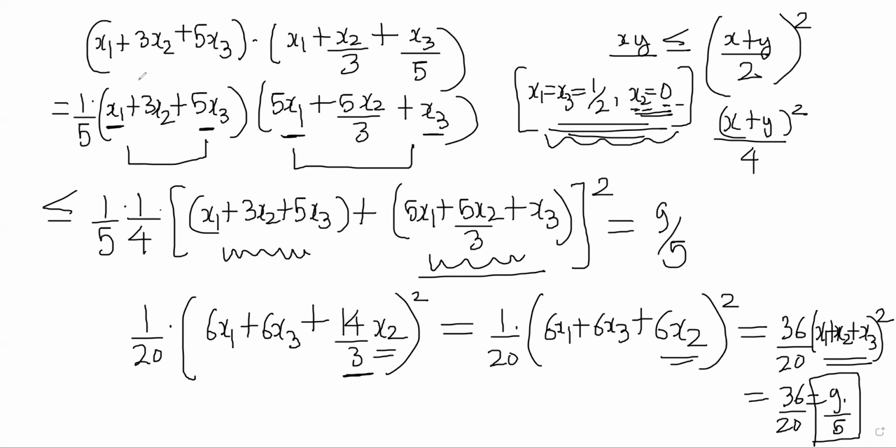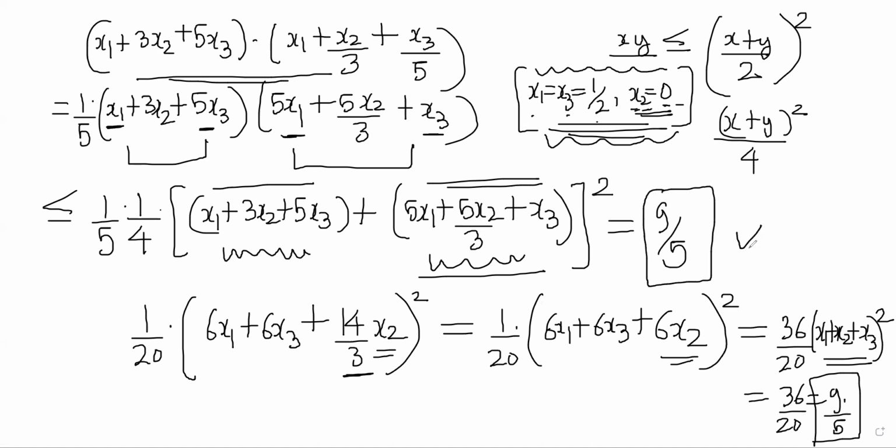So basically the maximum value here is 9/5. The overall expression is less than or equal to 9/5, which happens when this and this are equal. One possible way in which they can be equal is when x1 and x3 are half and x2 is 0, and in that moment, the maximum value will be attained and that will be 9/5. So we are applying AM-GM on these two terms to find the maxima, and we are applying Cauchy's inequality to find the minimum that we did earlier.